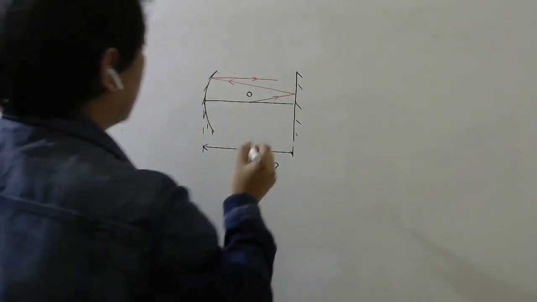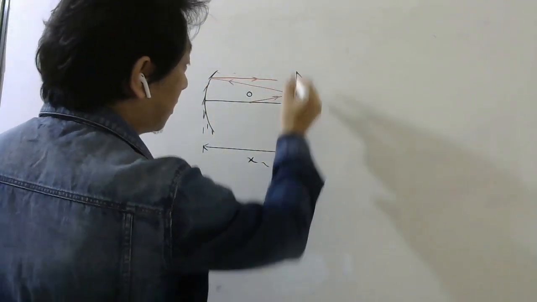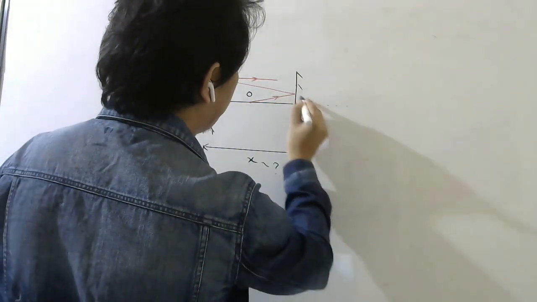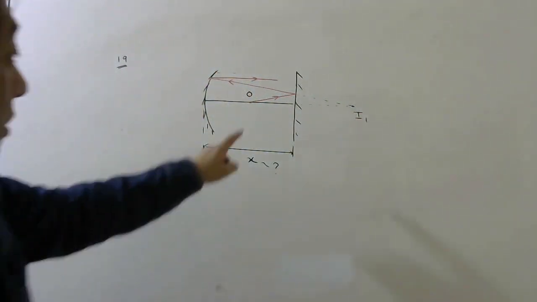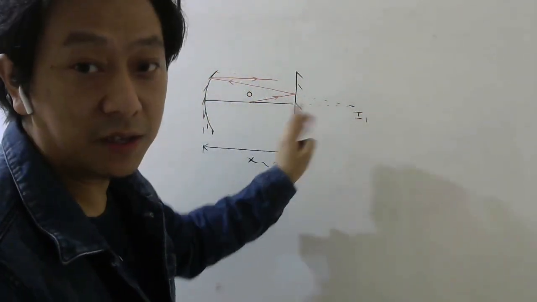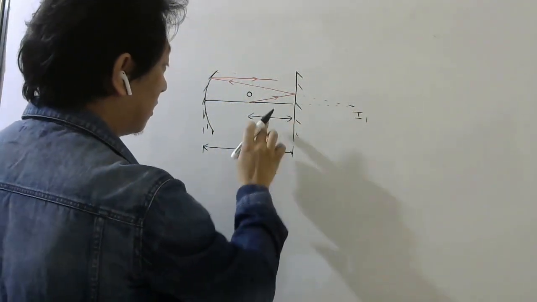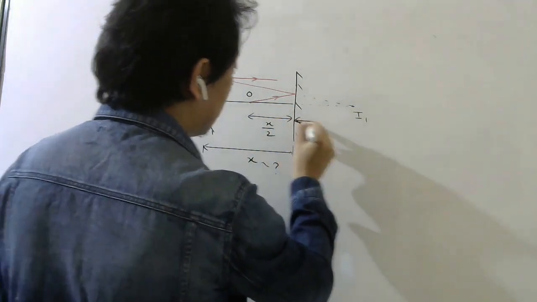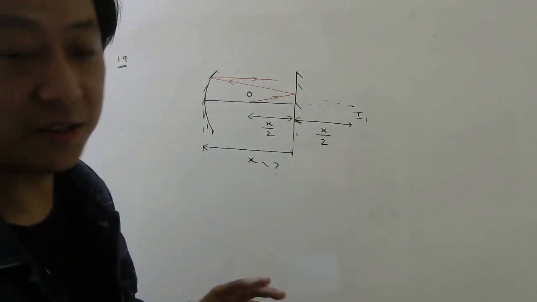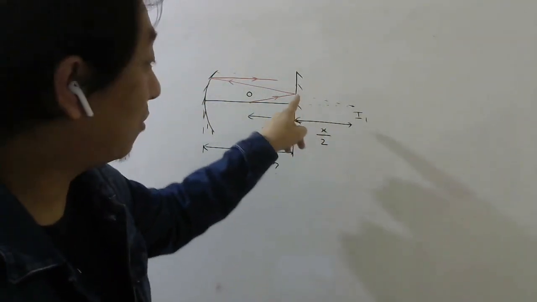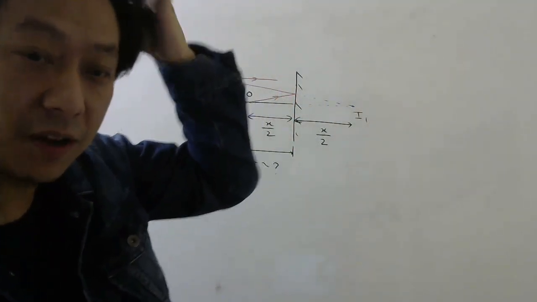Now, if the light has become parallel, see, if this is the object, the first reflection will form an image here, right? The first reflection will form the image the same distance behind. That means if this is x, then this is x by 2, so this is also x by 2. For a plane mirror, it is very easy to find the image. So this is the image made by the first reflection. And why was it so easy? Because the first reflection was from the plane mirror.